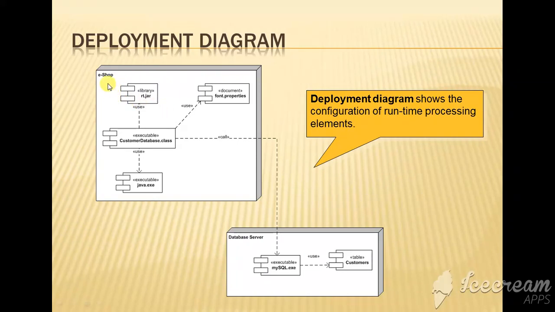So this is an eShop, a complete eShop. The eShop has the components which were already shown in the component diagrams, and they have been put into one package, that is eShop. Then the database server is another package, where MySQL and the customer are there. Another is the customers table. So all these deployment elements, executables and connected components are interacting with each other, and they are producing the runtime processing elements.